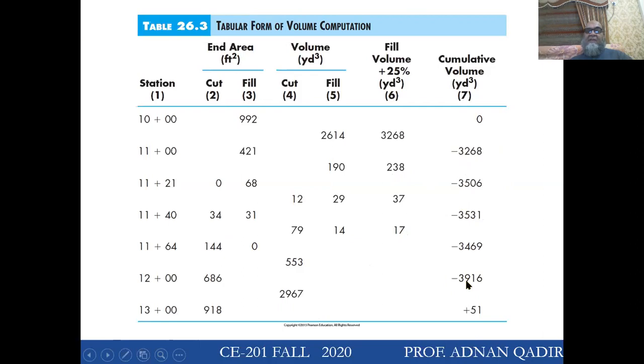Now here, minus 3916 plus 2967. What you are doing now is the cumulative volume. I'm very sorry about this mishap. What I'm trying to say is that you are taking the cumulative volumes. Cumulative volume means cut and fill volumes, right? So at this point, we'll say this as 0.